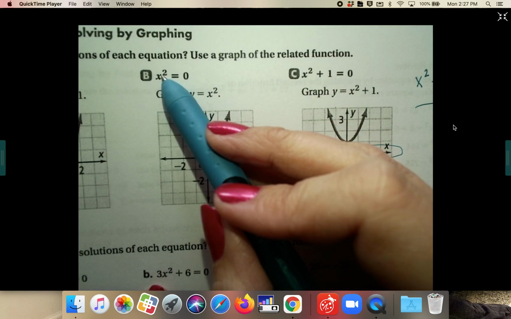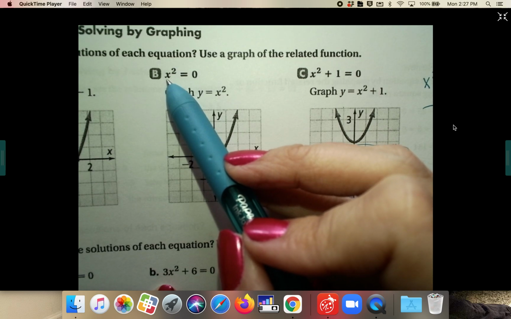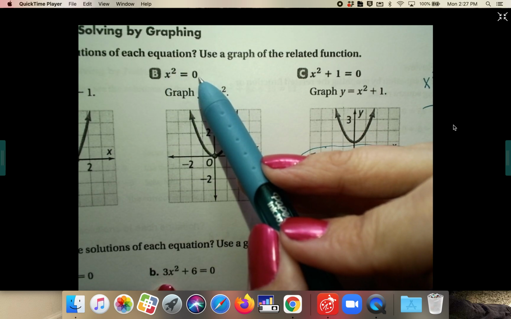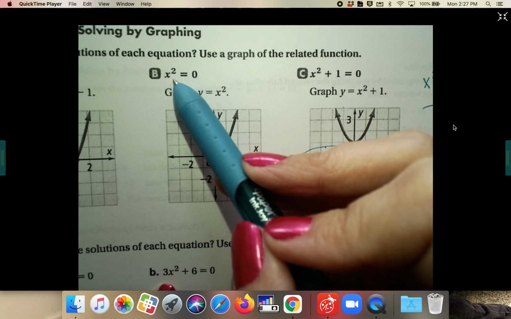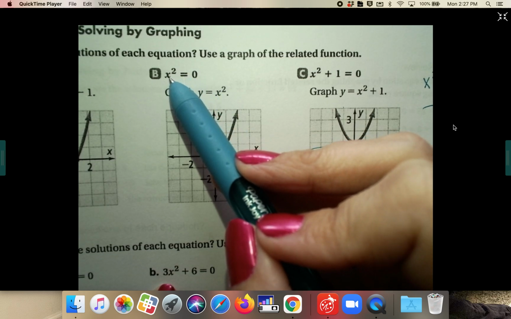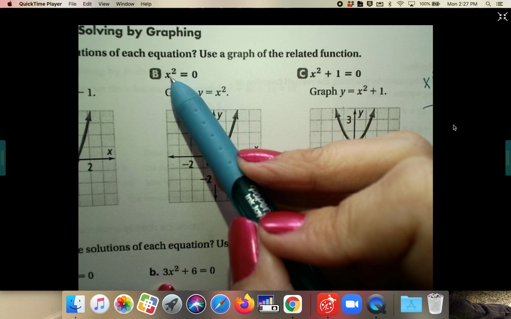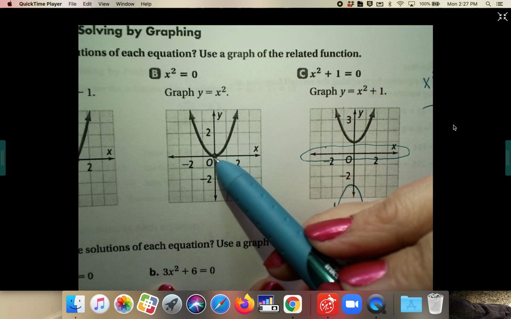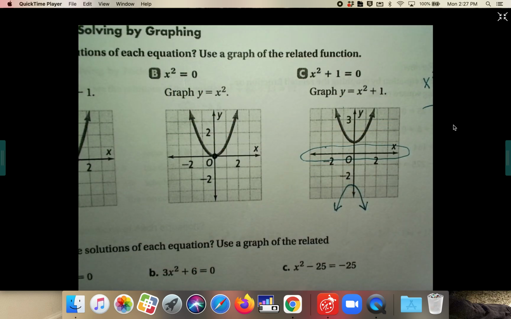Okay, if you have x squared equals 0, well, what's the only thing x can be? This equation is basically already solved. If you drew your line, a number squared equals 0, the only thing that you can square that would be equal to 0 is 0. So there is a solution, but it is 0. That's why there's one solution and it's on the 0.